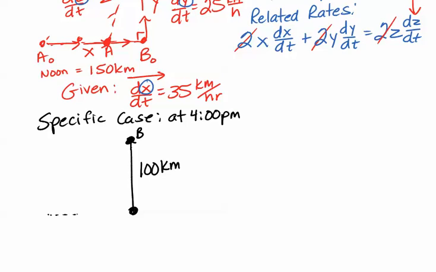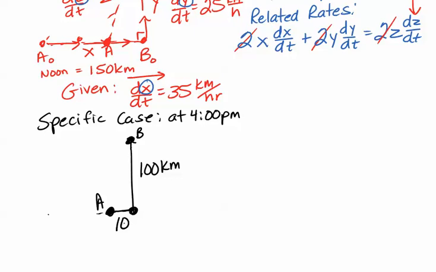Now remember that ship A started at 150 kilometers. So ship A started over here, but it's been traveling for 4 hours at a rate of 35 kilometers per hour. So in 4 hours, 2 times 35 is 70. So 4 times 35 is 140. So ship A has traveled way over to this position by 4 o'clock. So let me erase where it used to be. And now we know that this distance is only 10 kilometers.